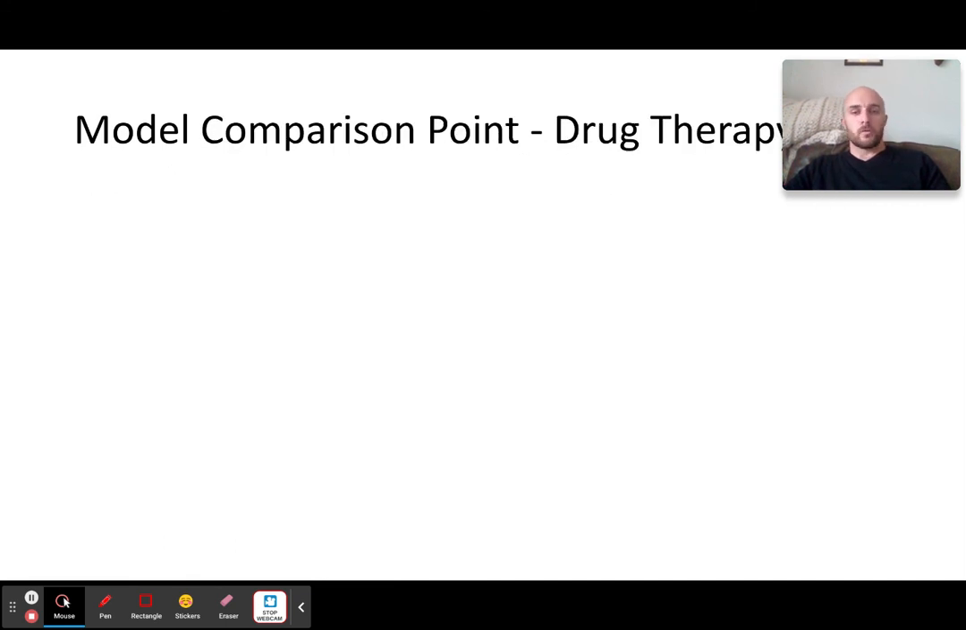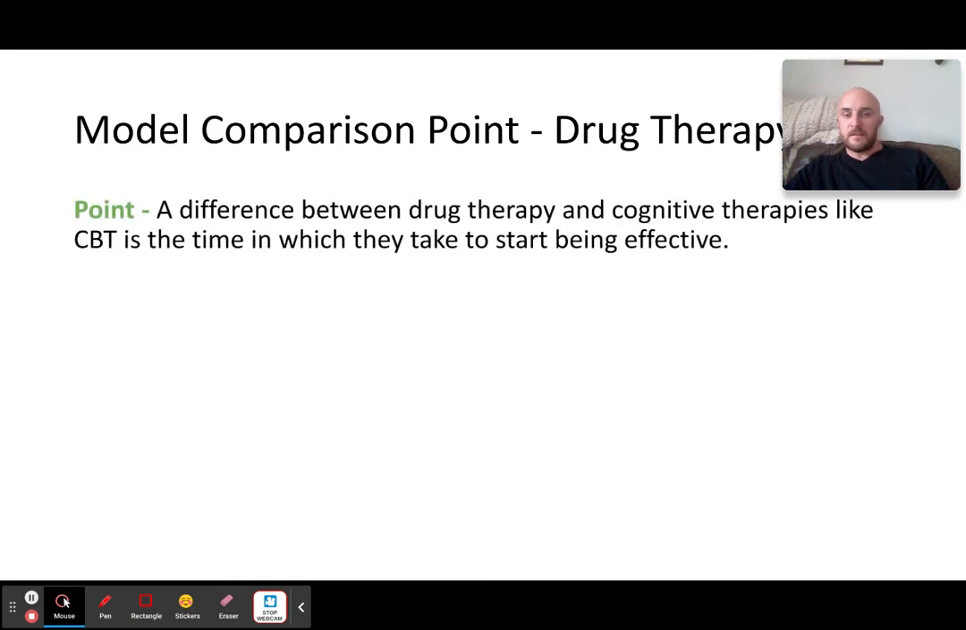I've also got a model comparison here. Now, these are very, very easy. I'm going to compare drug therapy to, I think it's CBT in this case. A difference between drug therapy and cognitive therapies like CBT is the time in which they take to start being effective. Boom. Now what I need to do is slightly different. I need to give evidence for one and evidence for two.